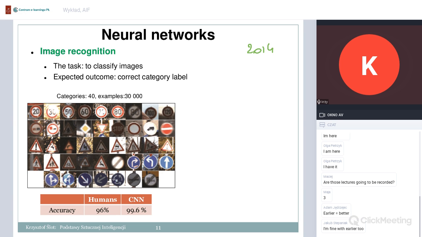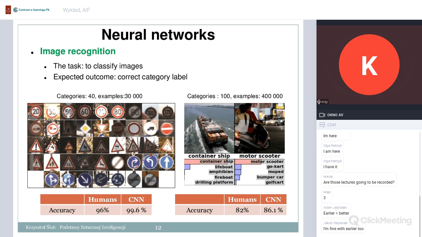And soon a variety of other image object recognition tasks were performed. So, for example, the next step was recognizing objects that are more difficult than road signs, natural objects. So here there was a database that is called ImageNet. ImageNet is a huge repository of different images.